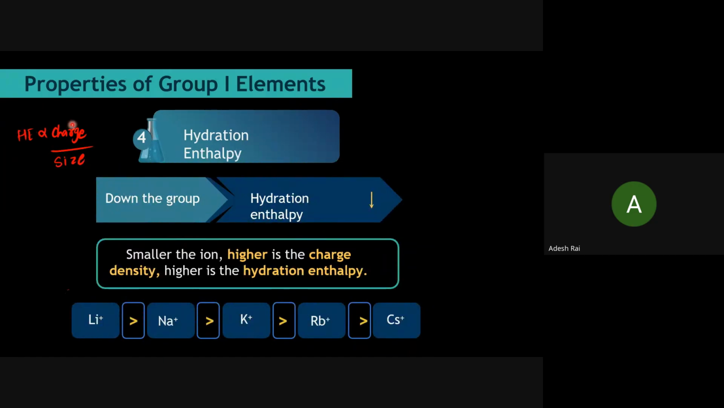See, hydration enthalpy is directly proportional to charge and inversely proportional to size. But if you see, charge is the same, plus one, plus one, plus one, plus one, and plus one. So it means if charge is the same, then who is the deciding factor? Size. So hydration enthalpy is inversely proportional to size. Therefore, lower the size, higher the hydration enthalpy. Which size is the lowest? Lithium. Therefore, it has the highest hydration enthalpy. Can you proceed? Sorted. Down the group, hydration enthalpy decreases. Why? Because size increases. Can you proceed?